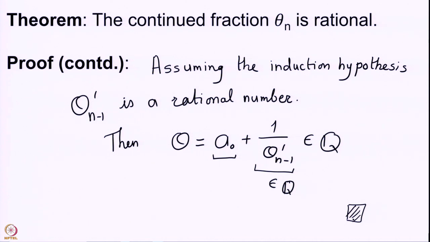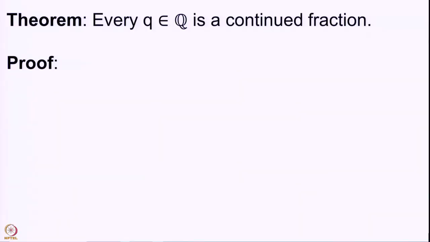So, every continued fraction is a rational number. Is the other way also true? If we have a rational number, is it equal to a continued fraction? That is also true. Every rational number, if you start with a q in rationals, can be written as a continued fraction. Remember, a continued fraction is essentially given by the sequence a0, a1 up to an, where a0 is an integer and a1, a2, up to an are natural numbers. So, we want to write q, a rational number, in this form.